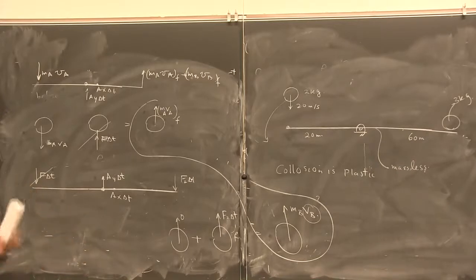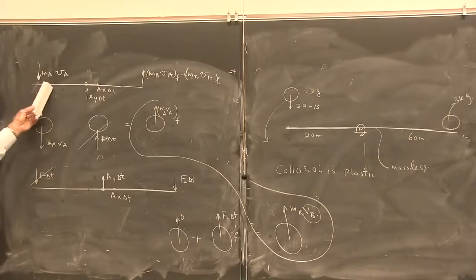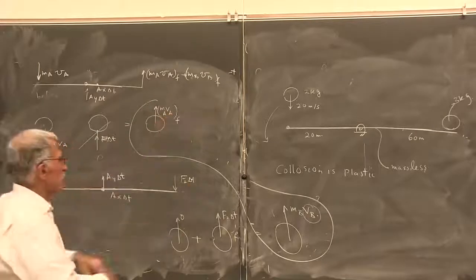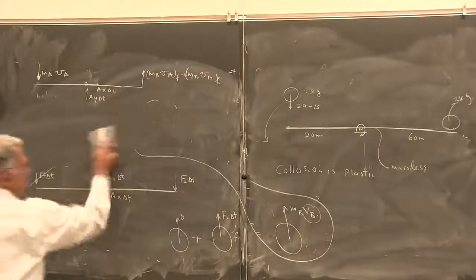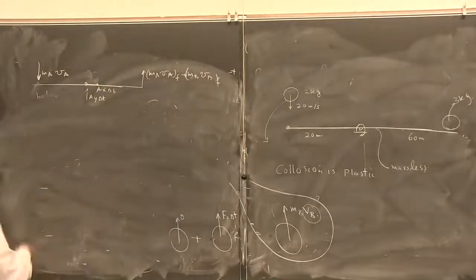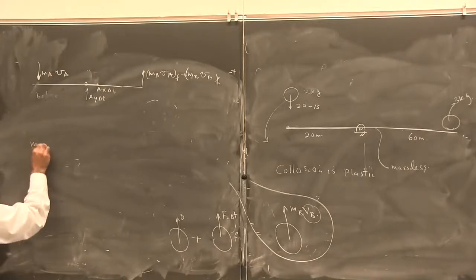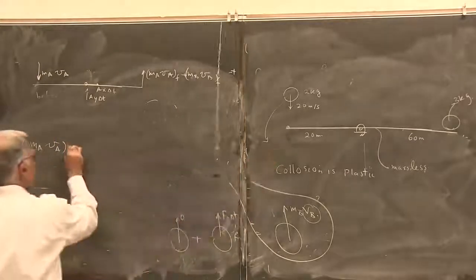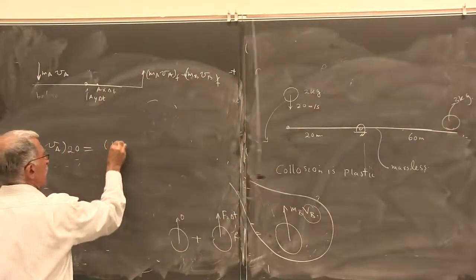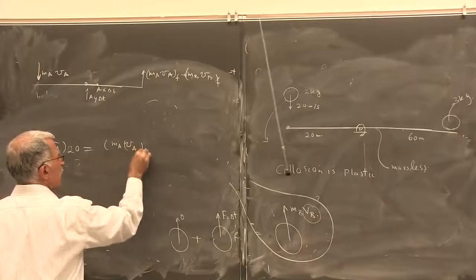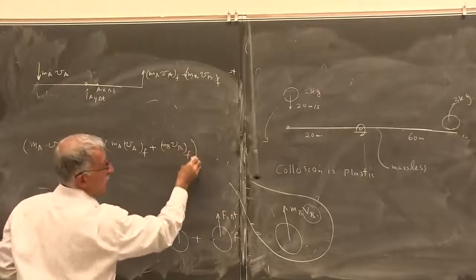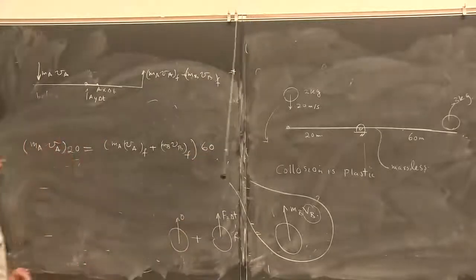So in this case, there is nothing wrong with writing all of these equations again. But if you superpose all of those pictures, then you come to this picture. MA VA is equal to MA VA final plus MB VB final. Therefore, you can say MA VA times this distance, 20 meters, is equal to MA VA final plus MB VB final times 60 meters.